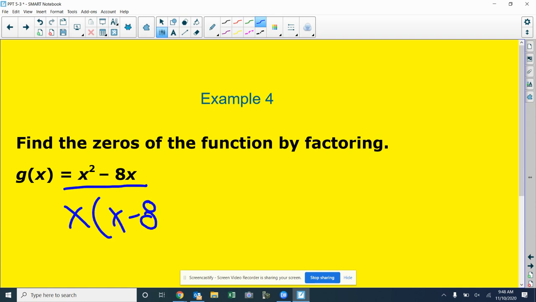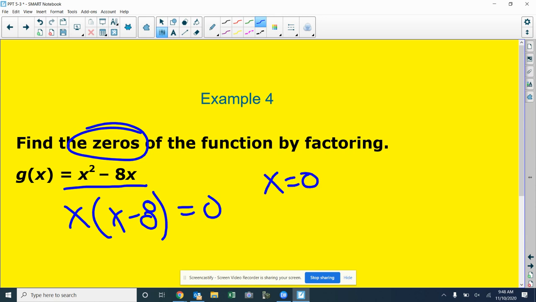X minus 8. Right? Set that equal to 0 because what are we finding? The zeros again, aren't we? Okay? So at this point, we can say x equals 0, and the other x is gonna be positive 8, because we set x minus 8 equals 0, take the 8 over, be positive. Much easier to find this axis of symmetry. JD, what would it be? 4. Yeah, it's just gonna be x equals 4 is the axis of symmetry here.